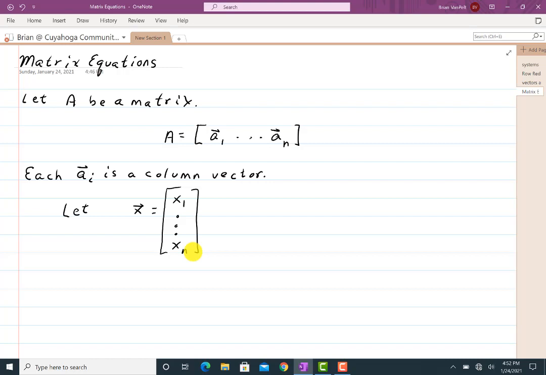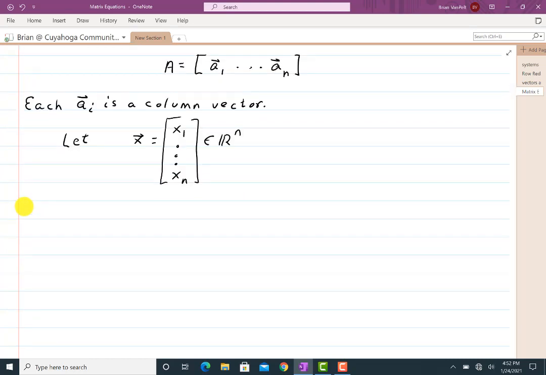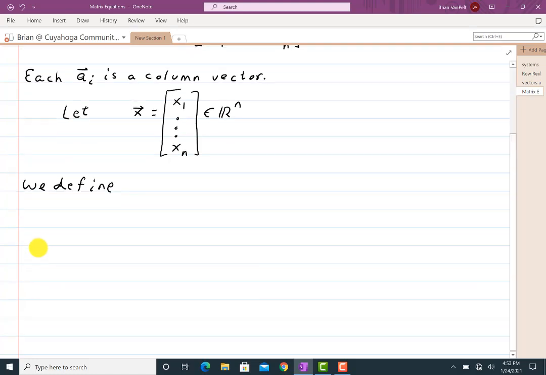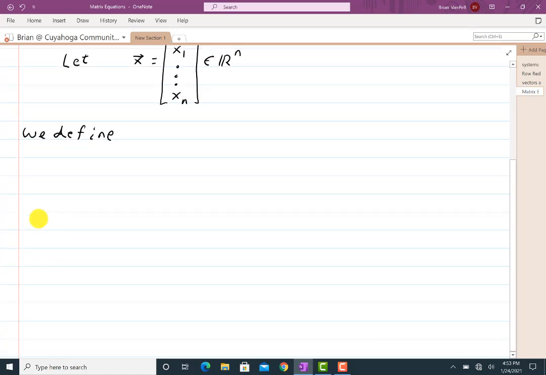And I'm going to let X be a vector in Rn. Then what I'm going to do is define the product AX. When I say we define, that means that there's no need to prove anything. Definition means this is how it is, and we're going to use this definition to prove other things. So when I multiply AX, it'll look like this.